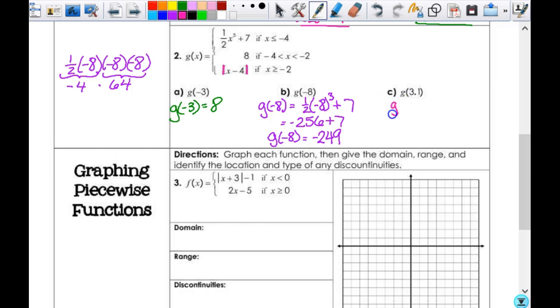So g of 3.1 is equal to the absolute value of 3.1 minus 4. What's 3.1 minus 4? Negative 0.9. What's the absolute value of that then? 0.9. Everybody good? Any questions? All right.